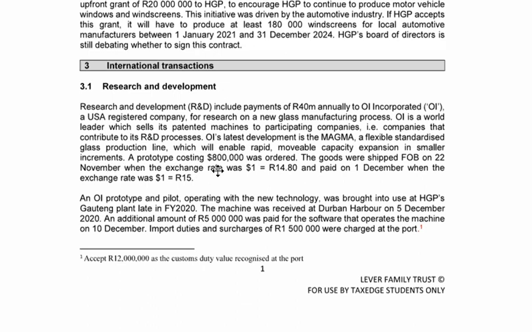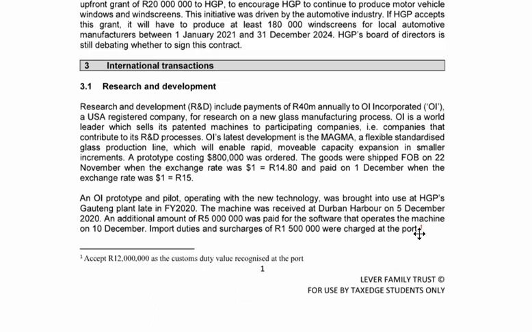A prototype costing $800,000 was ordered. The goods were shipped FOB on 22 November when the exchange rate was $1 equals 14 Rand 80, and paid on 1 December when the exchange rate was $1 equals 15. An OI prototype and pilot operating with the new technology was brought into use at HGP's Gauteng plant late in financial year 2020. The machine was received at Durban Harbour on 5 December 2020. An additional amount of 5 million was spent for the software that operates the machine on 10 December. Import duties and surcharges of 1.5 million were charged at the port.